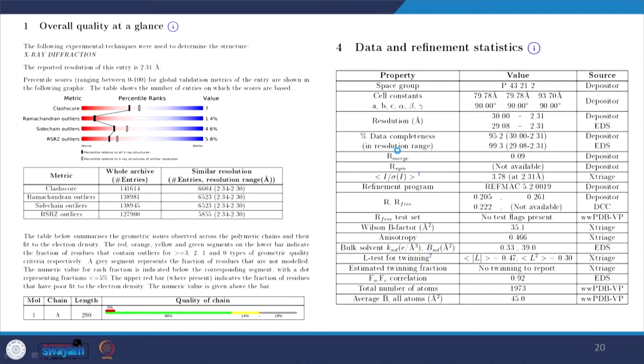Then in the metric, you have clash score, Ramachandran outlier, side chain outlier, RSRZ outliers. Also the table here, you could see the summary of geometric issues which are observed across the polymeric chains and their fit to the electron density. So, where you see the green is actually better, and you could see all the reasons of the colorings.